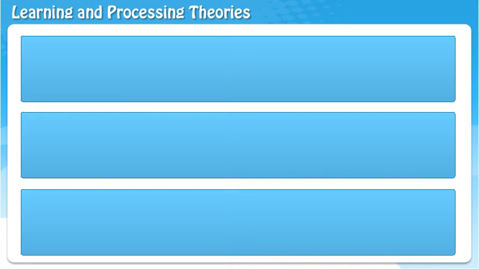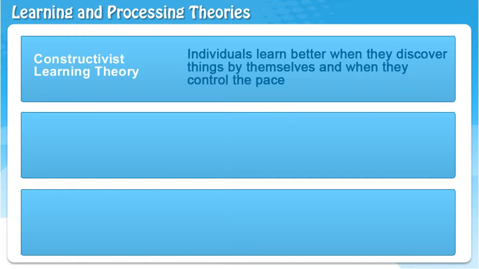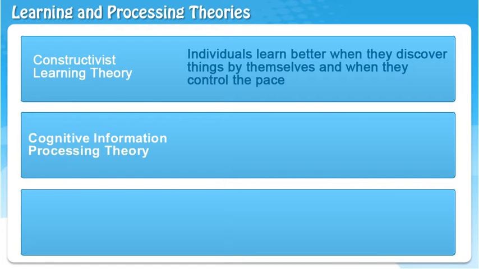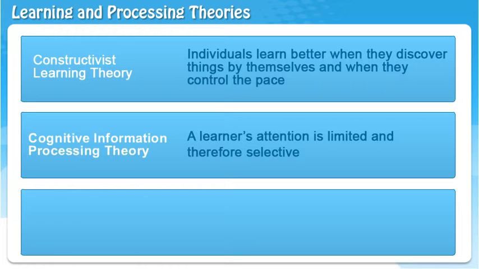In the readings, I learned about two theories. One was a learning theory and the other one was about how the human brain processes information. Without going very in-depth at all, let me just take a moment to present them to you. First, you have the constructivist learning theory. This theory states that individuals are assumed to learn better when they discover things by themselves and when they control the pace of learning. And here's the second theory. The cognitive information processing theory states that a learner's attention is limited and therefore selective.